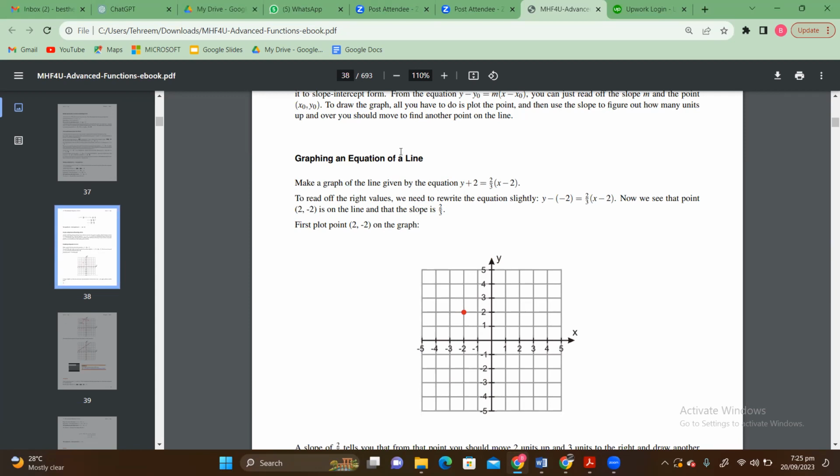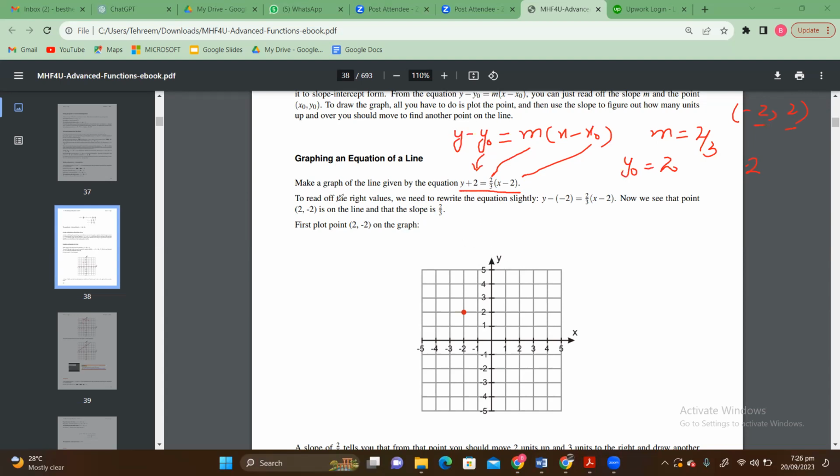Making a graph of the line of the equation: we have the equation y plus 2 by 3 x minus 2, comparing to the point slope form y minus y naught is equal to m times (x minus x naught). Yes, that's the same equation. So what is m here? M is minus 2 by 3. And what is y naught here? Y naught is 2 and x naught is minus 2. Yes, so the point is (minus 2, 2) because we write the x coordinate first and the y coordinate after it. Okay, now we want to plot a graph.